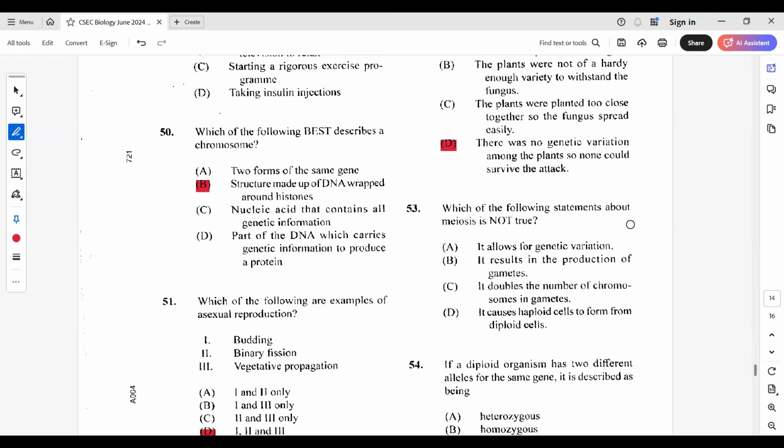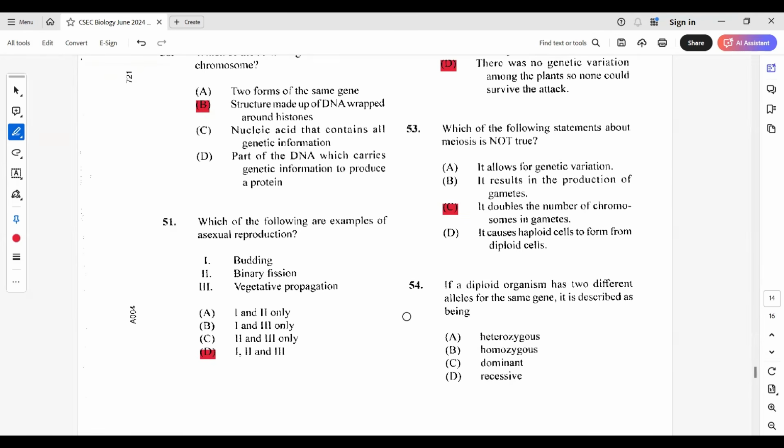Which of the following statements about meiosis is not true is what question 53 is asking. You just read the answers and you will see that it does not double the number of chromosomes in gametes. In fact, it halves it. So C is not true, which makes C the answer. If a diploid organism has two different alleles for the same gene, it is described as being heterozygous. It has two different alleles, so it is heterozygous. A.